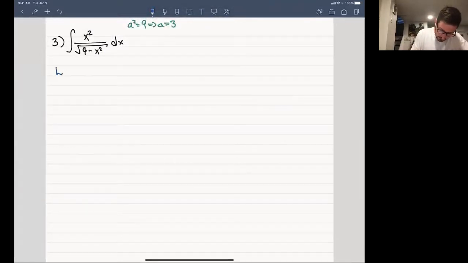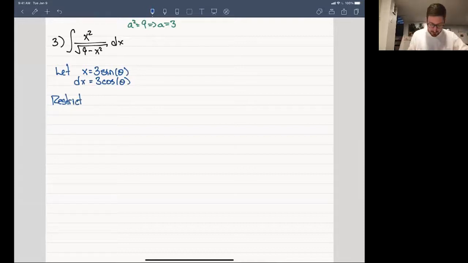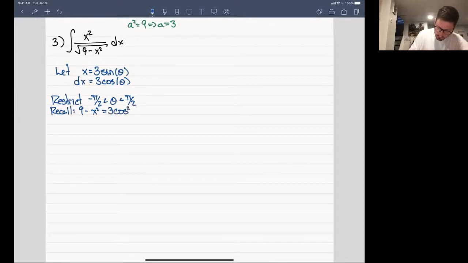Let's substitute. So let x equal 3 sine of theta. So a is equal to 3, so a sine theta. And this gives me dx is equal to 3 cos of theta d theta. And we are going to restrict, again, theta is my variable. I made it up. I get to tell you what happens here. So I'm going to restrict theta to be between minus pi over 2 and pi over 2 in this case. And we should recall that 9 minus x squared becomes 9 cos squared theta. And that's just from a squared cos squared theta. So that's just from the Pythagorean identity, doing a little bit of substitution in there.